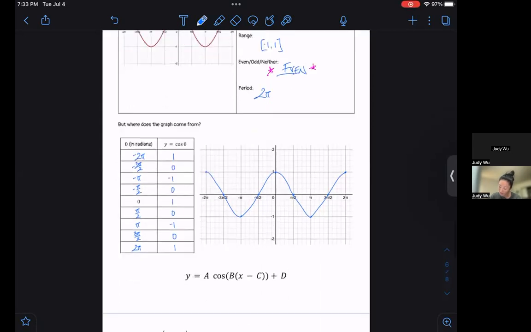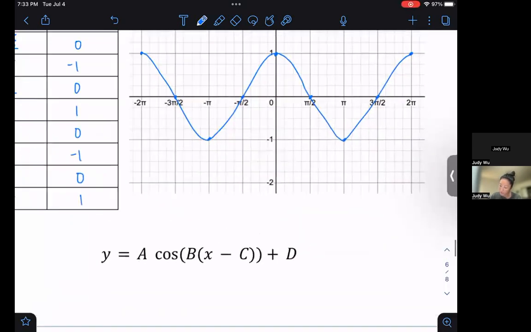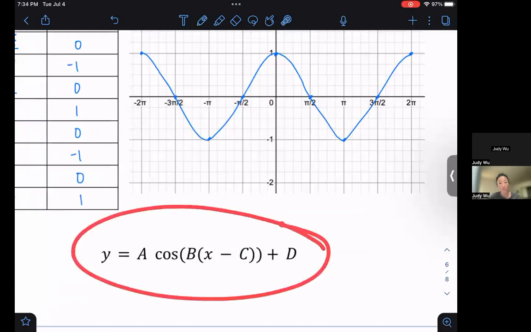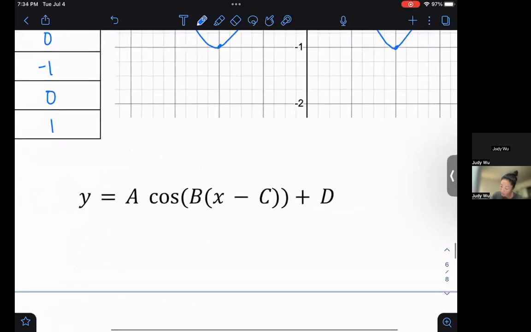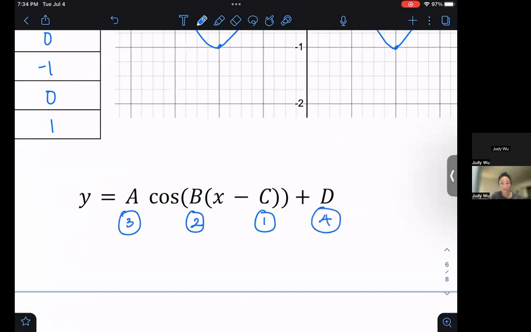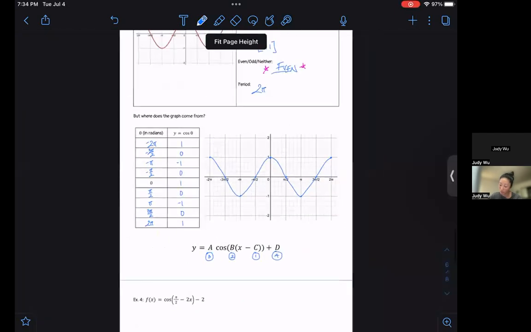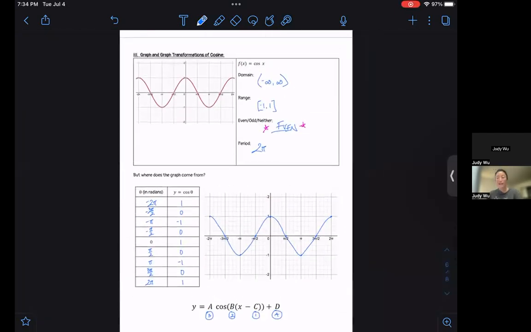All right, so graph transformations are going to be super, super similar. We've got A, B, C, D, and we're going to want to do the C first, and then B, and then A, and then D, okay? So let's get this all on one page so we can take a look at that. And then in part 5 of the video, we'll go through a couple examples of the cosine graph transformations, okay? It's going to be pretty much the same, except it's just a different parent function. So we just have to be careful which one we start with, all right?